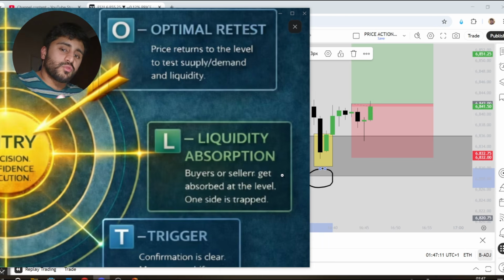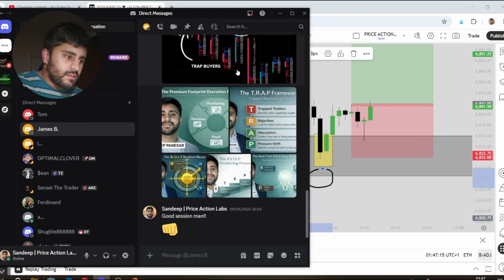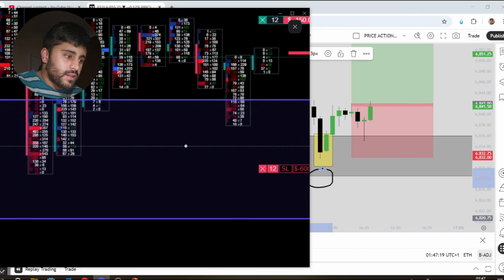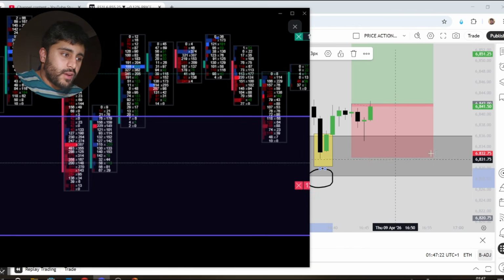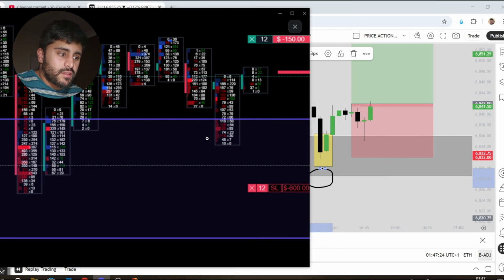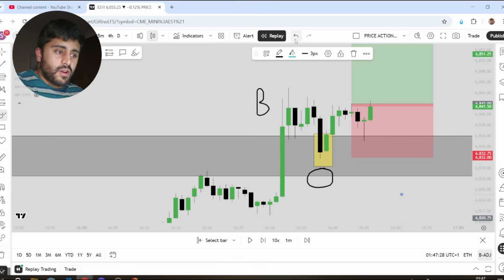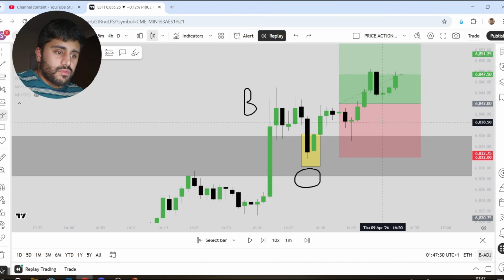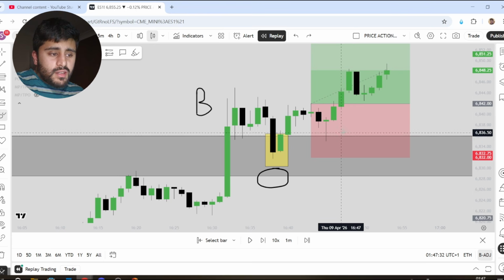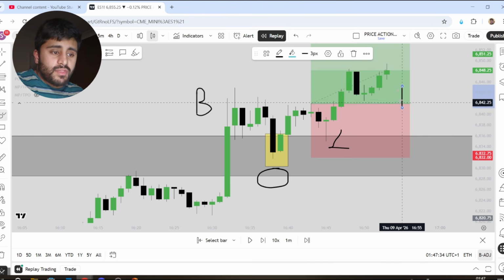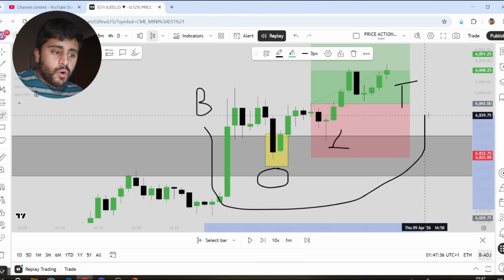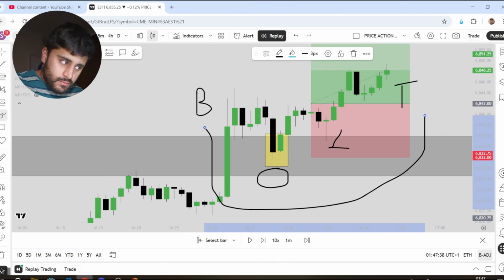What liquidity is being absorbed? Is it buy side liquidity, or is it sell side liquidity? So here it is, as you can see, sell side. So it is sell side liquidity here. And also this second bounce here, sell side liquidity, right? And then we see price rallying to the upside, right? So this is BO, liquidity absorption, and then we pull the trigger. That's the B.O.L.T breakout blueprint, right?